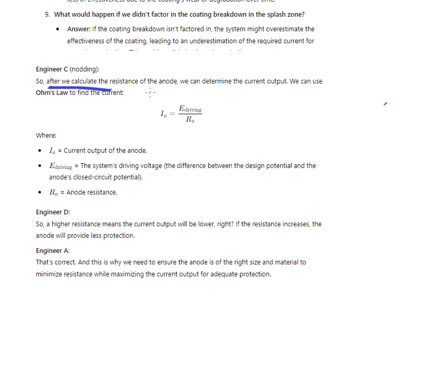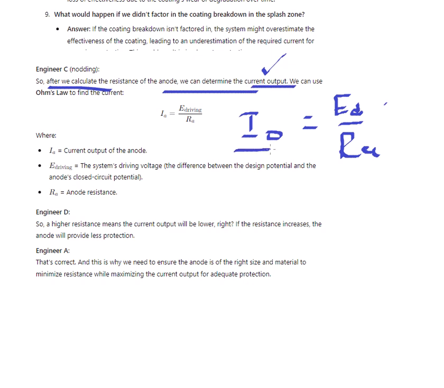After we calculate the resistance of the anode, we can determine the current output using Ohm's law. That's E driving divided by RA. I0 is the current output of the anode, and E driving is the system's driving voltage, the difference between the design potential and the anode's closed circuit potential.